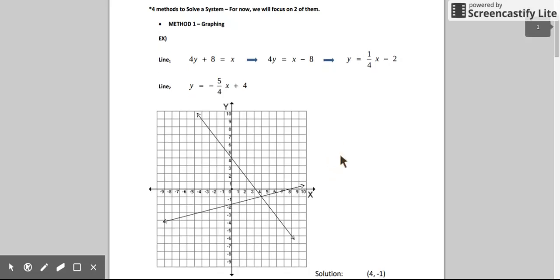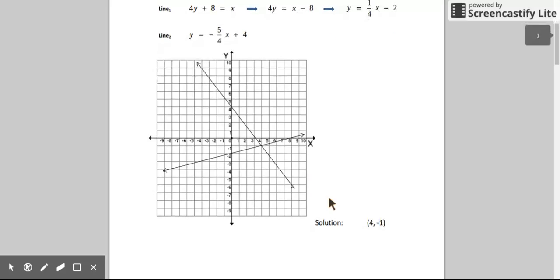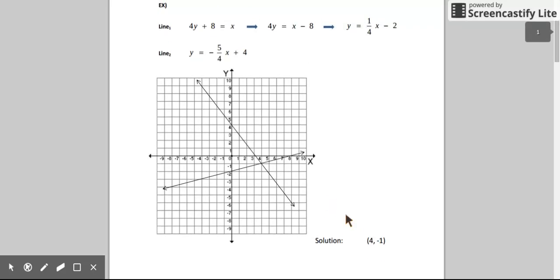So after we've drawn both lines, we can see that they intersect or cross at a single point. That is called the solution to the system. So they intersect at 4, negative 1. If you check both of these answers, you could plug x equals 4, and you could plug in y equals negative 1, and we should get equivalent expressions here. You can do the same thing with line 2. Plug in 4 for x and negative 1 for y, and it should be a true statement.